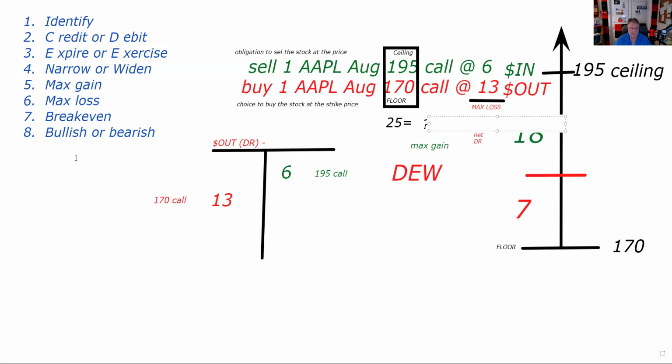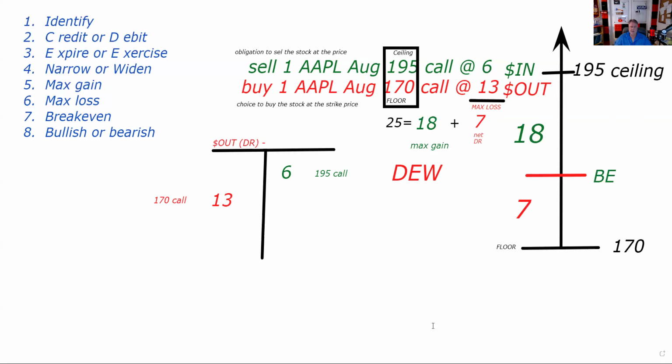Test-taking trick: the gain and the loss always equals the difference in the strikes. Always, always, always. So it can't be any two numbers that don't add up to the difference in the strikes. All right, so we got our gain, we got our loss. The break even has to be somewhere between these two numbers, between 170 and 195. You can eliminate any choice that isn't between 170 and 195.